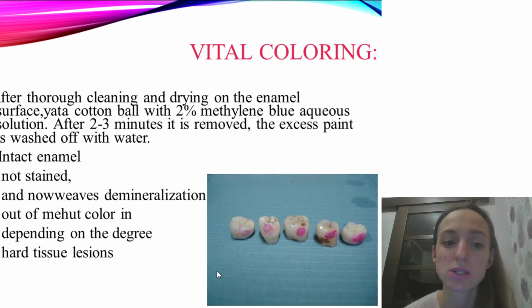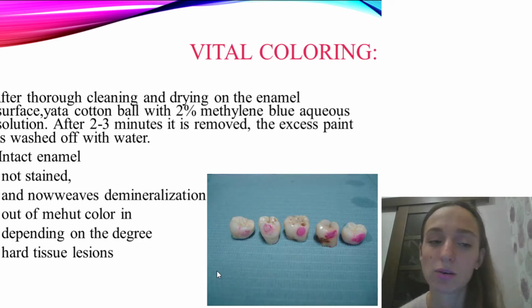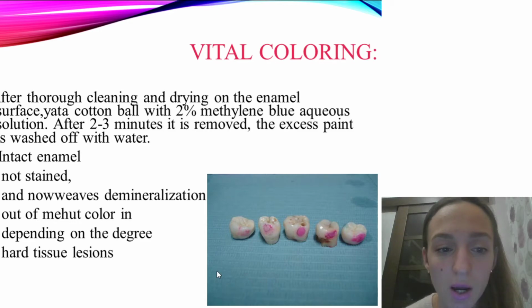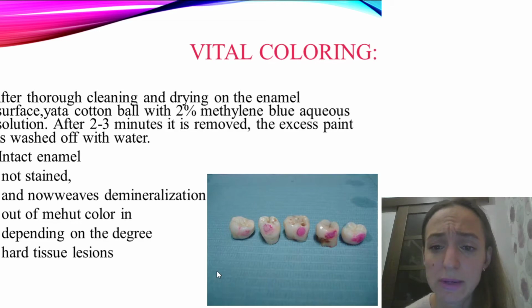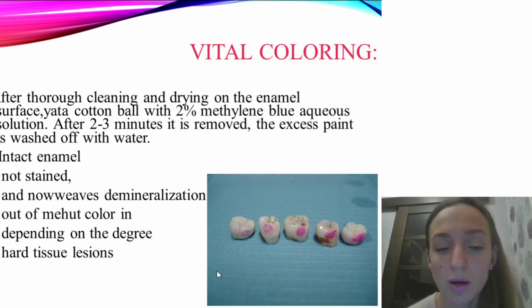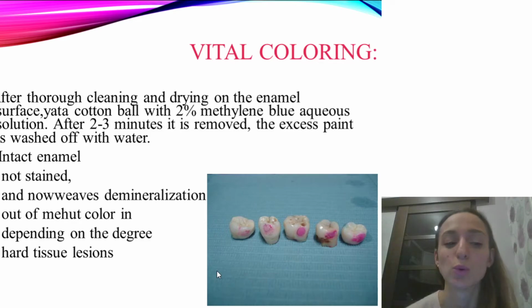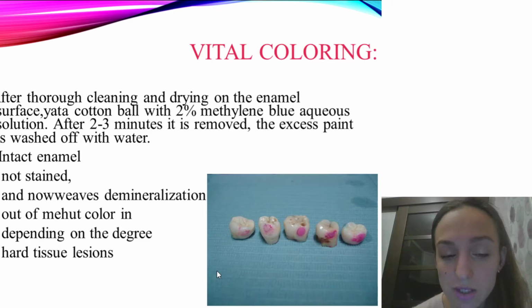Then vital coloring. After thorough cleaning and drying, a cotton ball with 2% methylene blue is applied on the enamel surface. After 2-3 minutes it is removed, and the excess paint is washed off with water. Intact enamel is not stained, and the carious area is colored independent of the degree of hard tissue lesions.